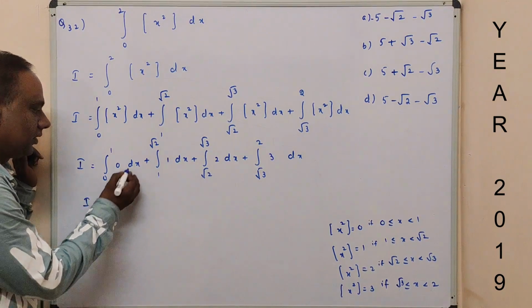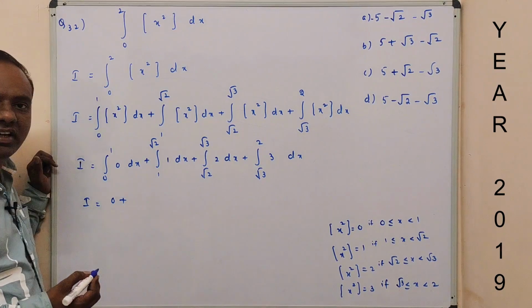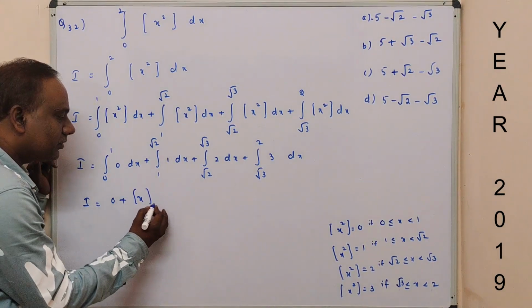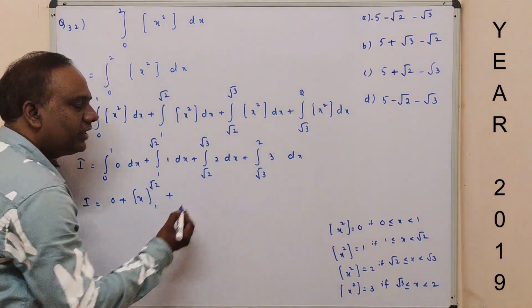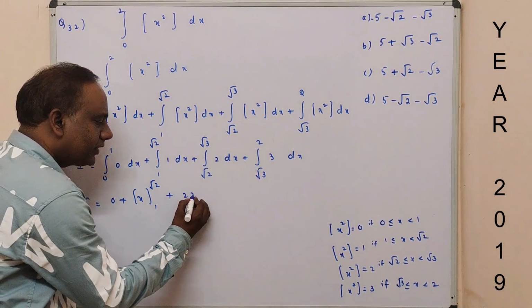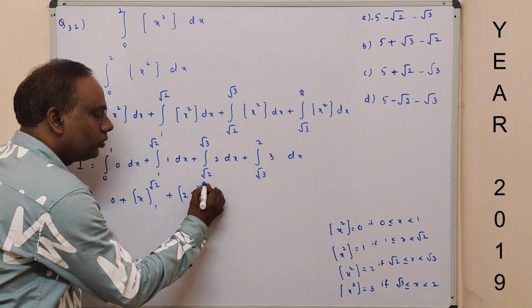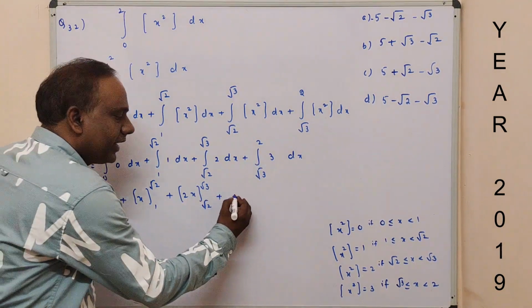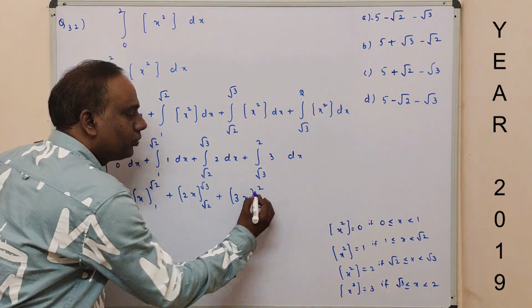So this integral value is 0. Then integration of 1 is x and the limits are 1 to root 2. Integration of 2 is 2x and the limits are root 2 to root 3, plus integration of 3 is 3x. The limits are root 3 to 2.